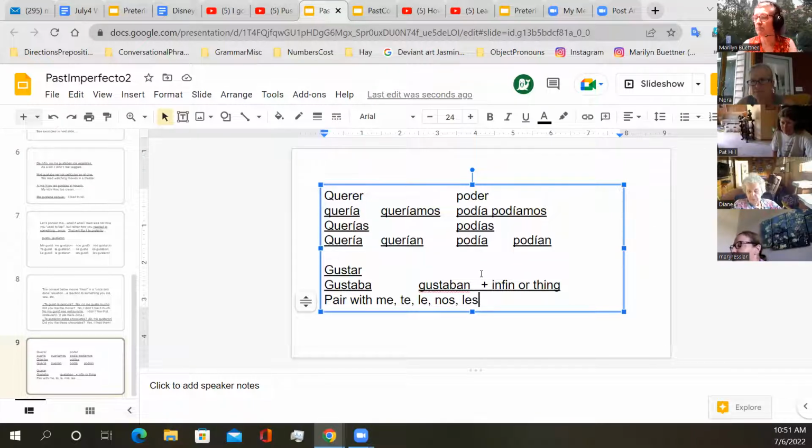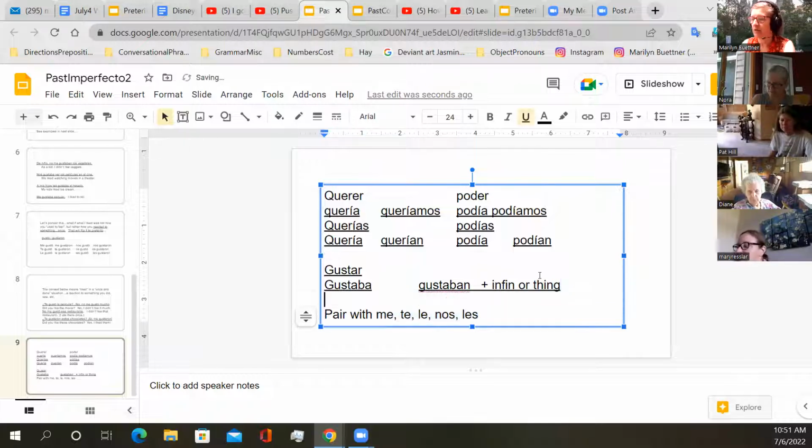But do remember, you've got to pair up the gustar with these little pronouns. So it's got to be a me gustaba, liked one thing, or a me gustaban, plural, liked more than one thing, right? Te gustaba, te gustaban, le gustaba, le gustaban, nos gustaba, nos gustaban, les gustaba, les gustaban. Bien? Okay. Don't forget to pair up your pronoun with that gustar, because that's what you need to do, right?